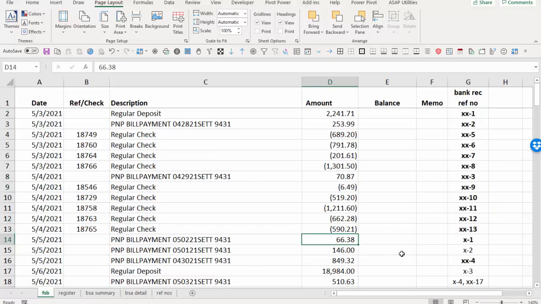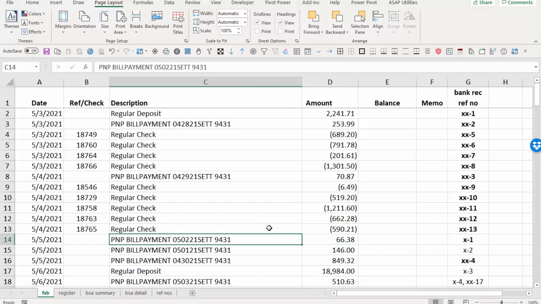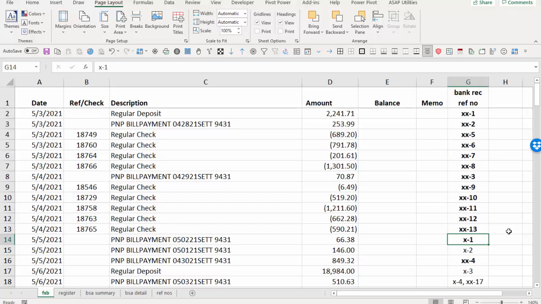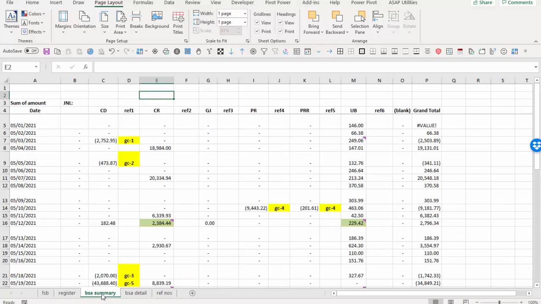The first deposit of the current month is $66.38 on May 5th. The description tells us it is an online payment from May 2nd. It has the X1 reference number. We bold the X1 and copy it to the BSA Summary tab.